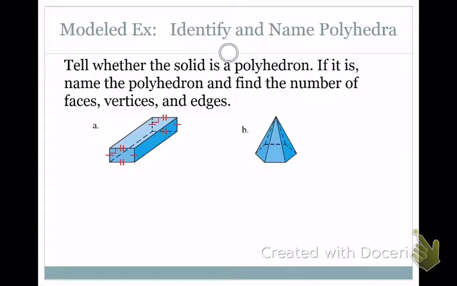Okay? For example, some polyhedrons here. Or are they polyhedrons? Letter A, yes, this guy is definitely a polyhedron. All of the faces are polygons. Okay? So it's a polyhedron. How do we name it? Well, I know it's a prism, but if I look at the bases, and we can treat this front guy and this back guy as the bases, they're rectangles. And so we would call this a rectangular prism.